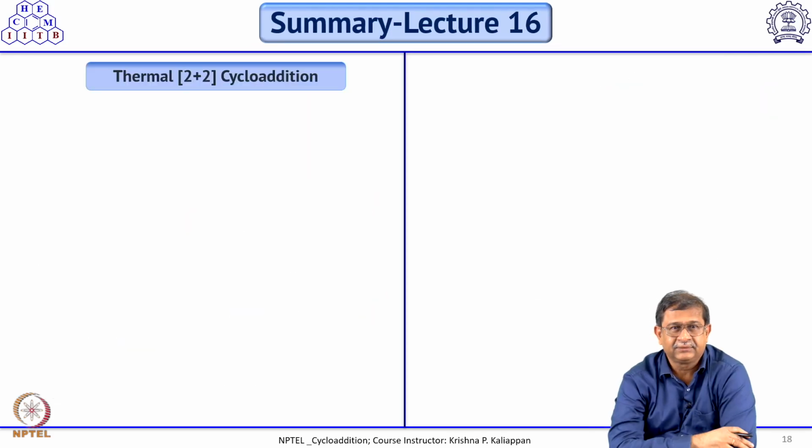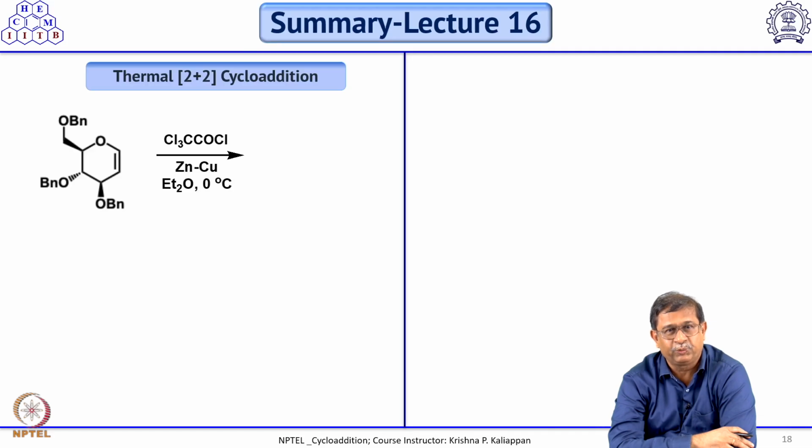In lecture 16, we moved from 1,3-dipolar to 2+2 cycloaddition. So we talked mainly about thermal 2+2 cycloaddition, which is not that common, but it is because of the use of ketene, allene, isocyanide.